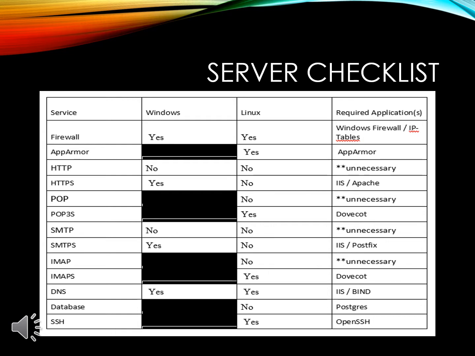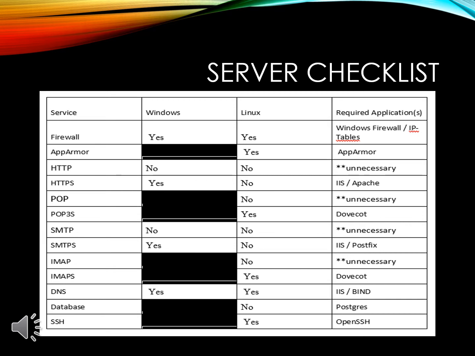This is the server checklist. It goes over applications for each of the servers. When looking at the firewall, both Windows and Linux were configured: Windows using Windows Firewall and Linux using IP tables. AppArmor was configured in the Linux server. HTTP was blocked from both servers because it is unnecessary.